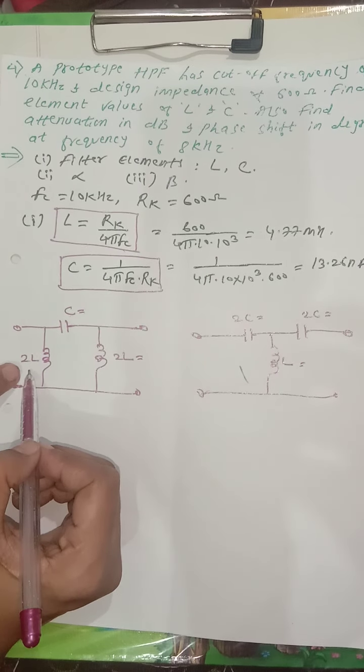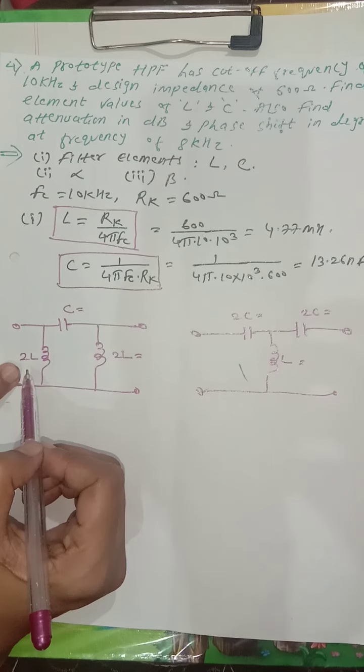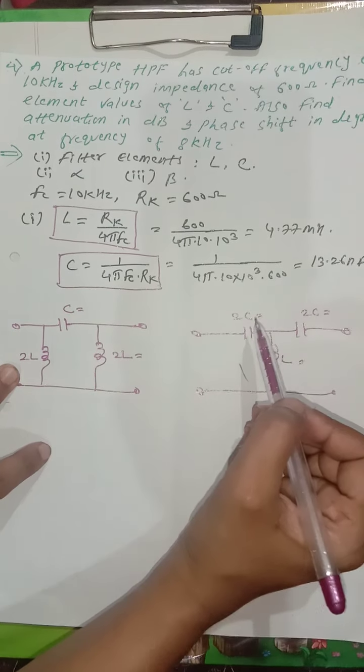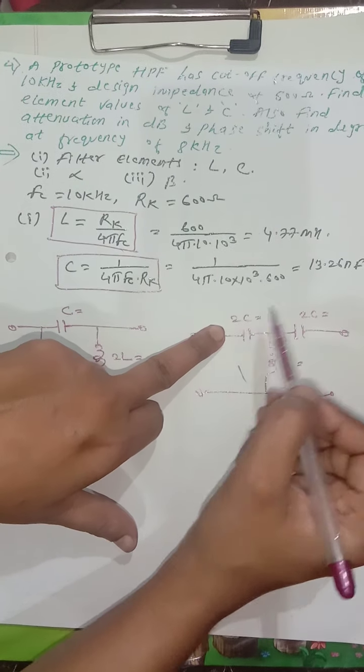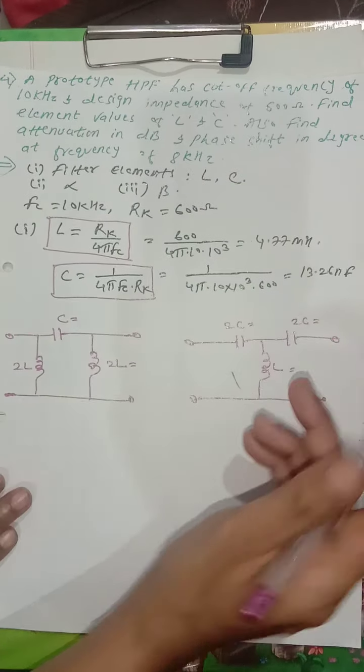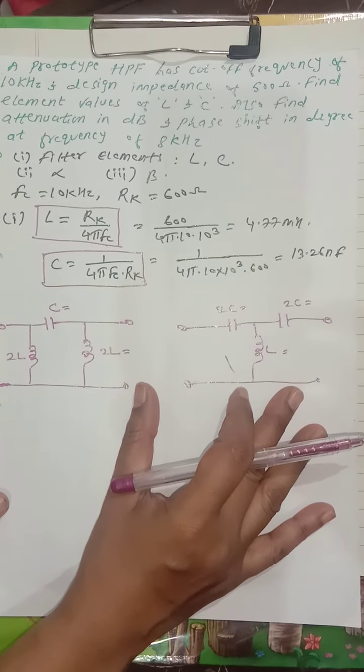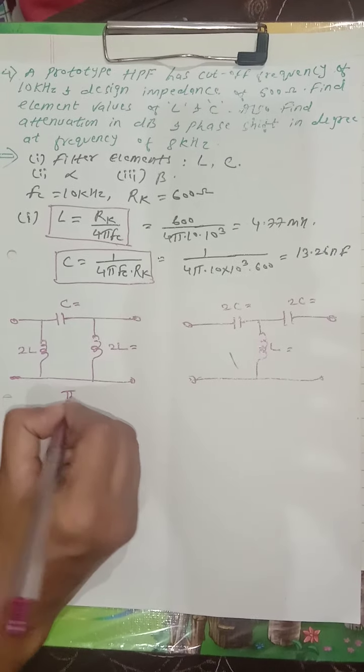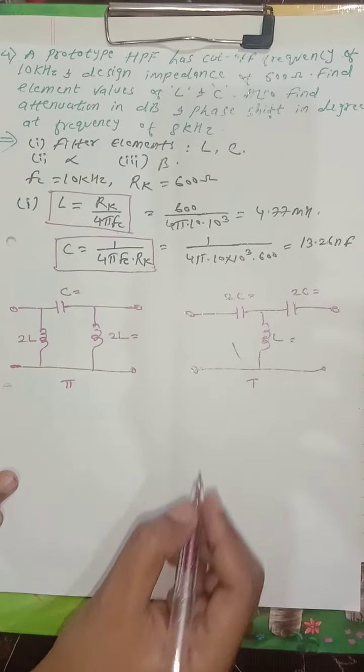Here you need to multiply by 2. 4.77, you need to multiply by 2 here. And here the 2C means again 2 into 13.26. You need to multiply the capacitor by 2. Likewise, you can substitute the values of the inductor and the capacitor respectively, for the T and the pi sections. This is the pi and this one is the T section.